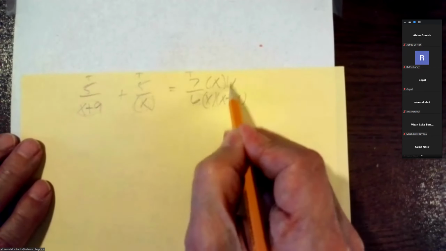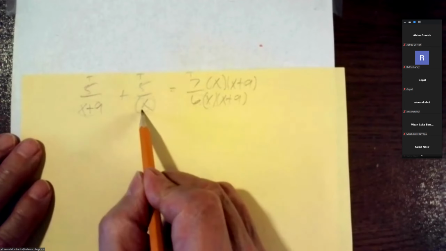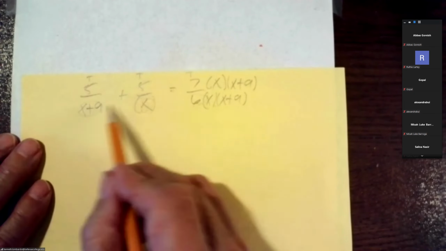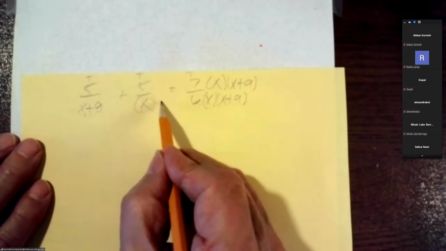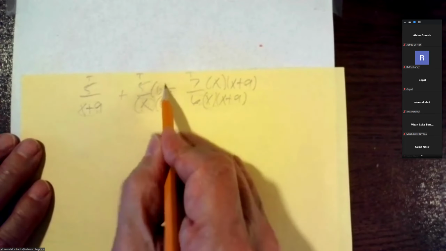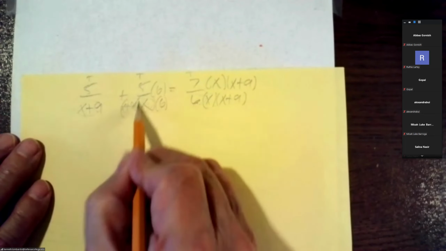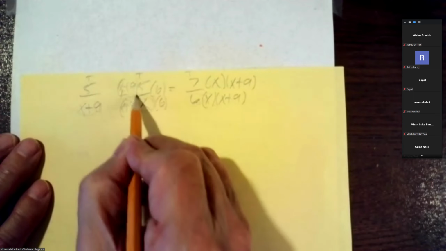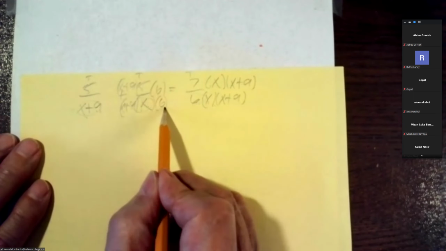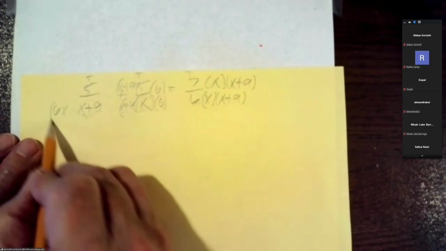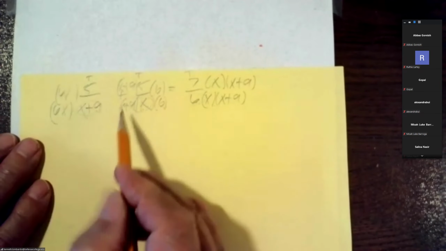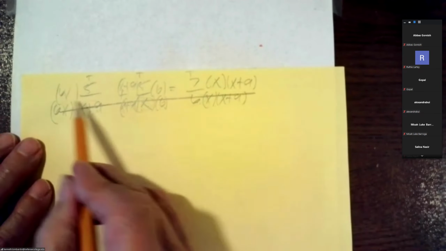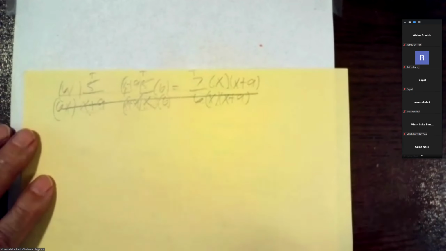So it's x and x plus 9. This has an x, but it needs a 6 and an x plus 9, so we put a 6 here and an x plus 9. This has an x plus 9, but it doesn't have a 6 and an x, so we need a 6x. So the denominators go away, and we're left with just the numerators that we can now solve for.